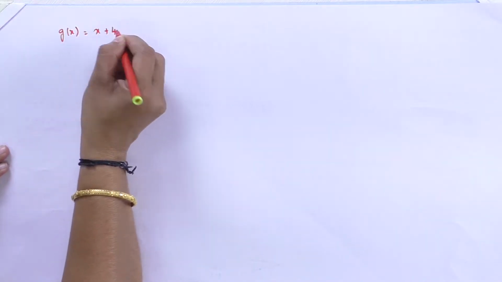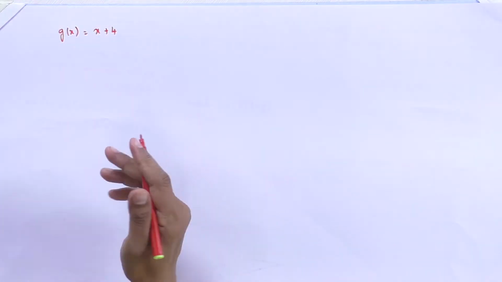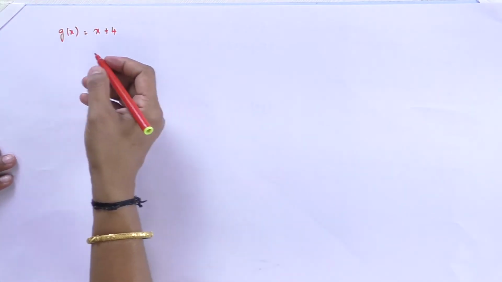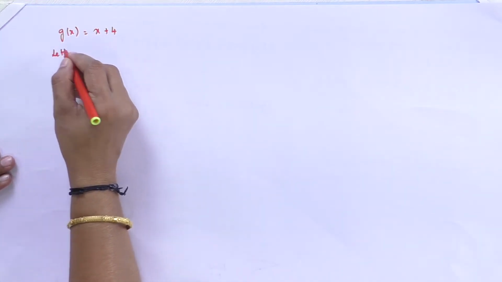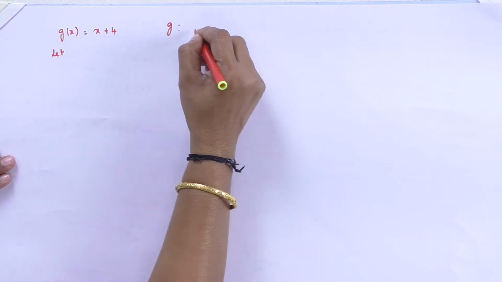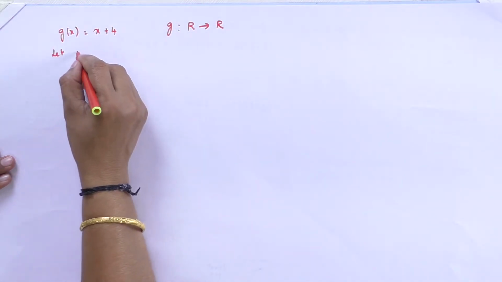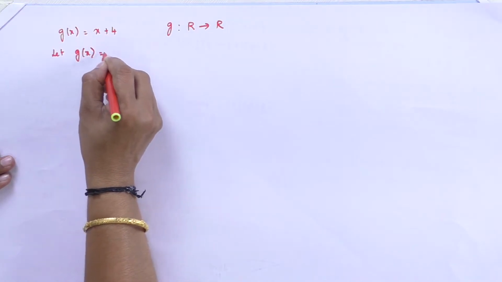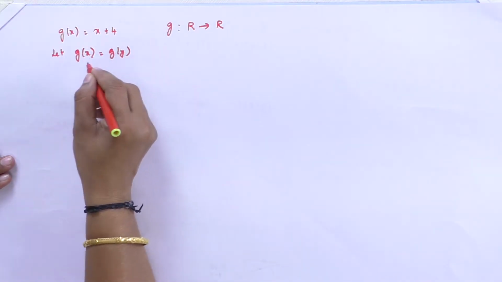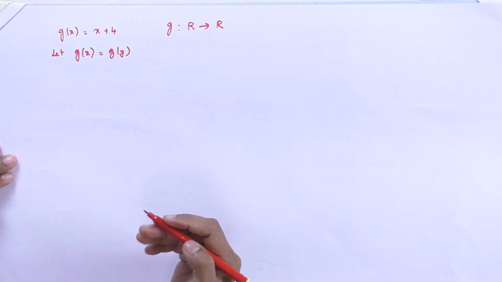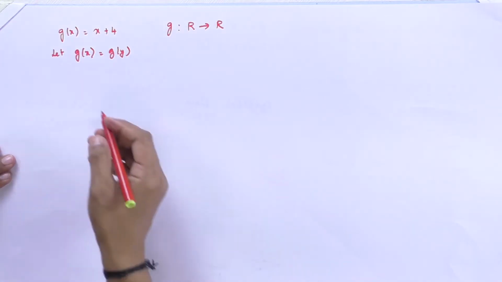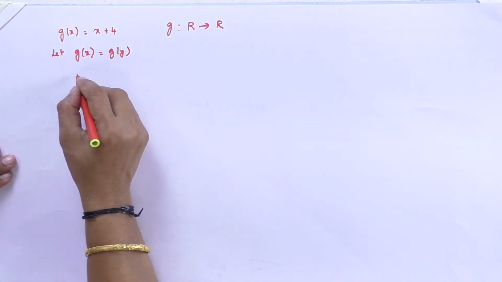So, g of x is equal to x plus 4. I will have to say whether this is again a one-to-one or onto function. How do we check it? In a similar manner. First of all, g is a function from the set of all real numbers to real numbers. So, let g of x is equal to g of y. If I am able to show that x is equal to y at last, then the function becomes a one-to-one function.